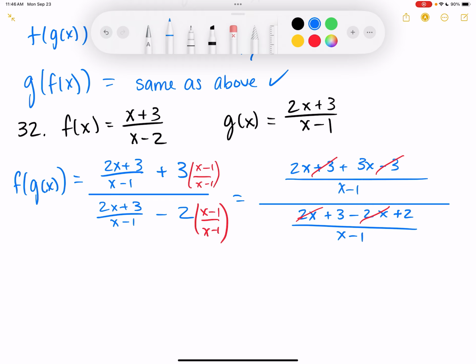2x plus 3x is 5x over x minus 1, times, keep change flip, so I'm going to flip this. This is going to be x minus 1 over 3 plus 2, which is 5. X minus 1's cancel, and 5's cancel, and I'm left with x.